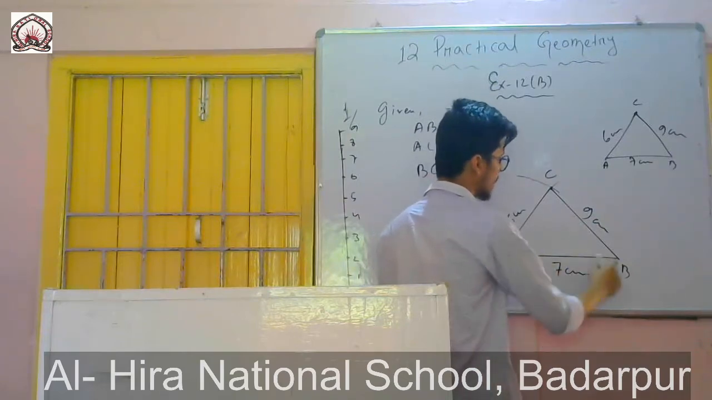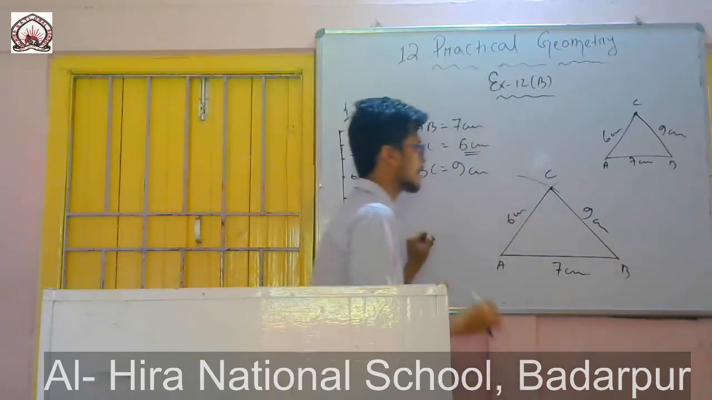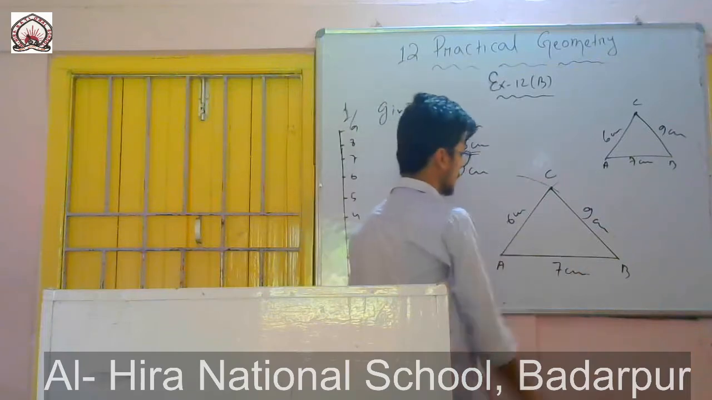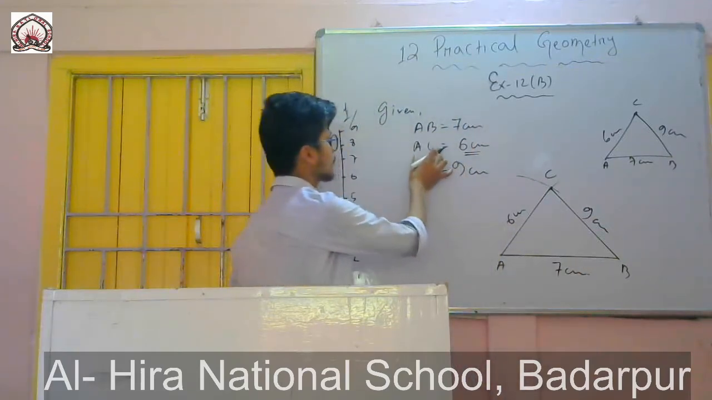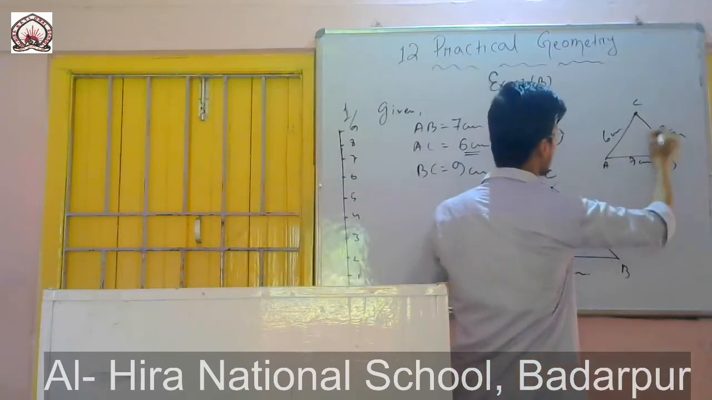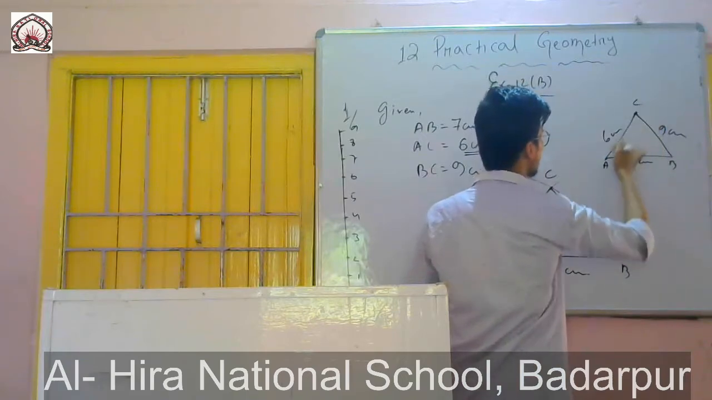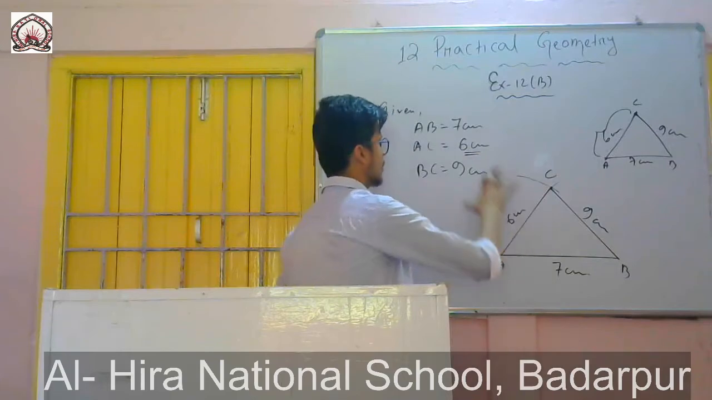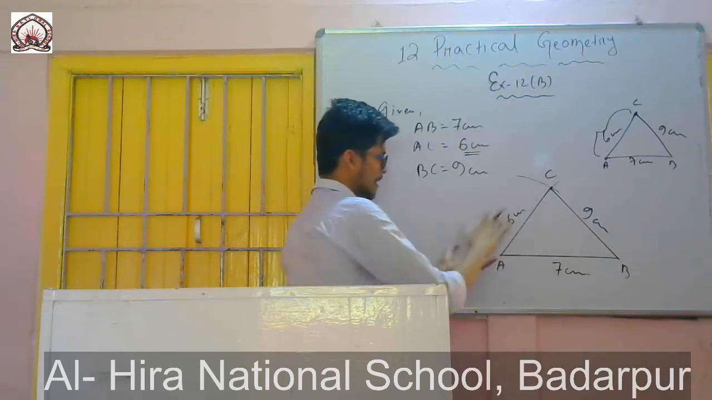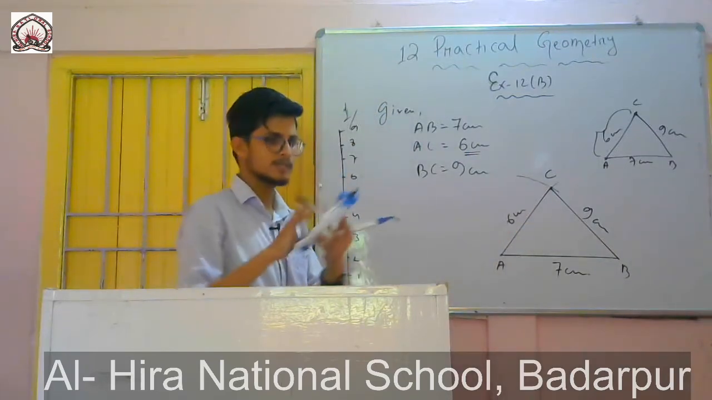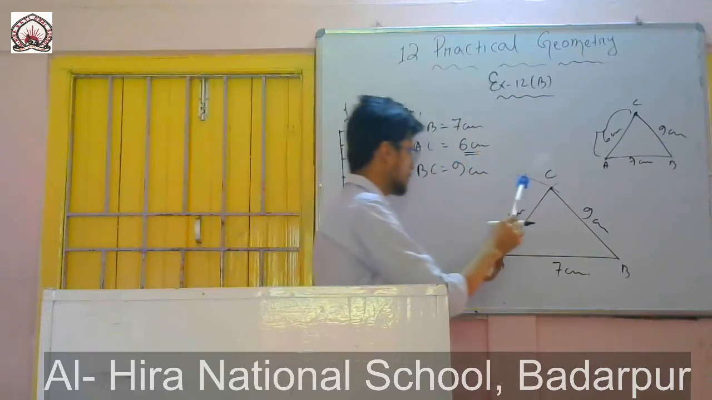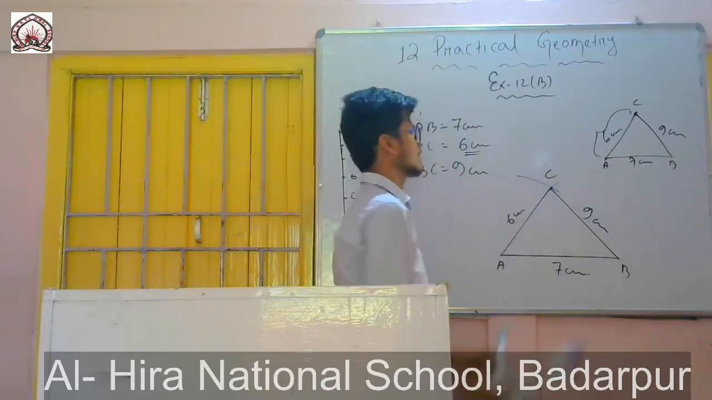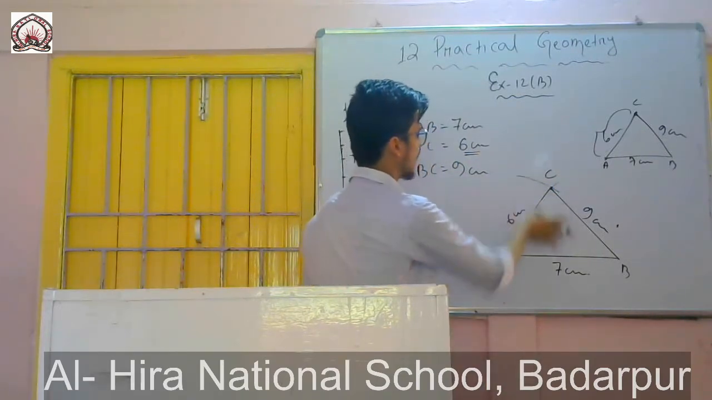So you just mark A and B, it is a 7 centimeter line segment, so I draw this one. Then the question is, first of all I have to find AC. I drew the rough diagram, so that means I have to draw this line AC. AC is given as 6 centimeter. So with 6 centimeter as radius I took with this compass, and I put it at point A, and I just draw an arc like this.